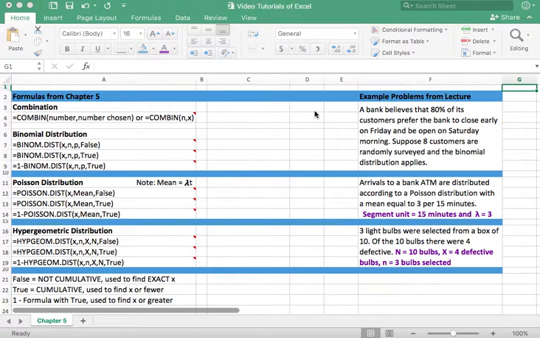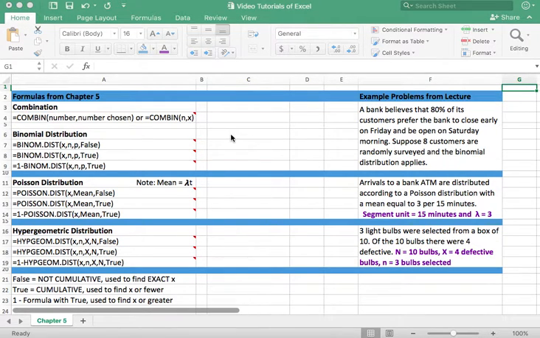This video will provide a video tutorial of how to use the combination and binomial distribution formulas in Excel from Chapter 5. So here we've got our example from the lecture. A bank believes that 80% of its customers prefer the bank to close early on Fridays and be open on Saturday mornings. Suppose 8 customers are randomly surveyed and the binomial distribution applies.